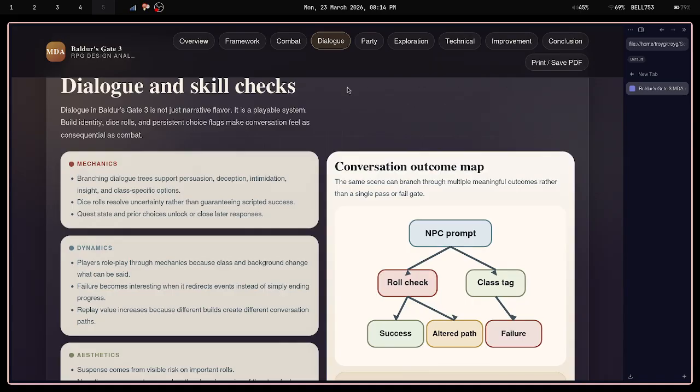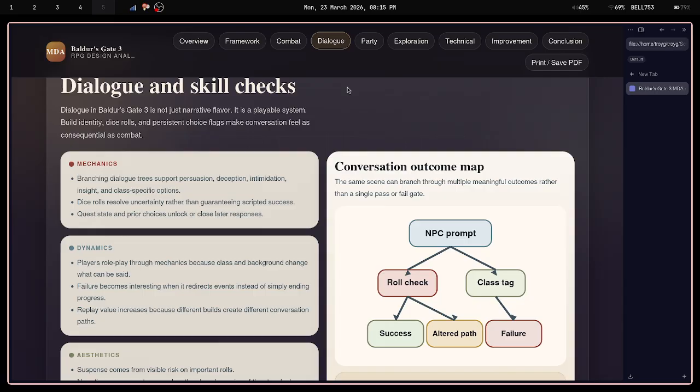The second major system is dialogue. The mechanics include branching conversation trees, persuasion and intimidation checks, class and race tags, visible dice rolls, and persistent consequences tied to the quest state. This means dialogue is not just story delivery, it is a rule-based system. The dynamics that emerge from this are really interesting.